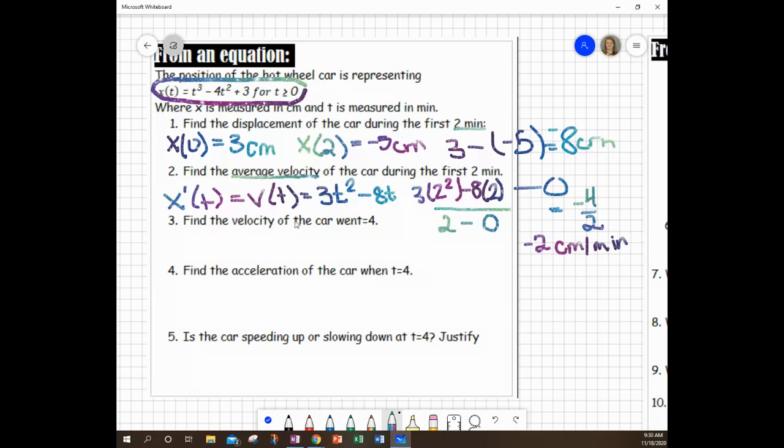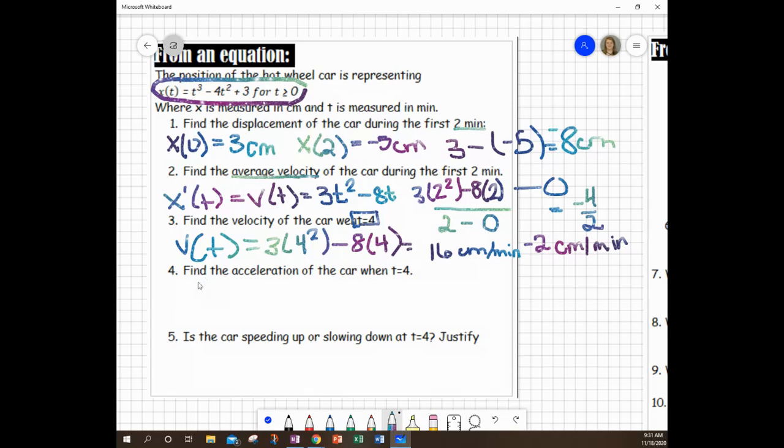Now, if I want to know the exact velocity when t is equal to 4, all I have to do is plug 4 into my velocity function. So 3 times 4 squared minus 8 times 4. That's going to give me 16 times 3, and then I'm going to subtract 32 from that. So I'm going to get 16 centimeters per minute. That is my velocity at 4.